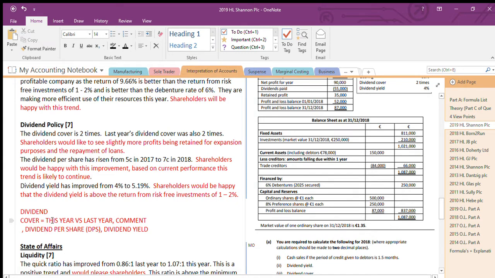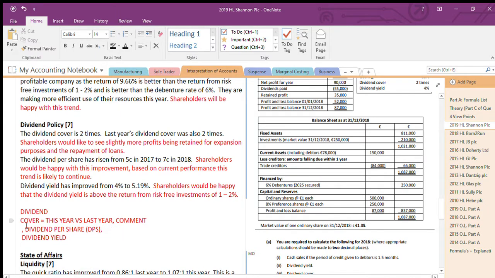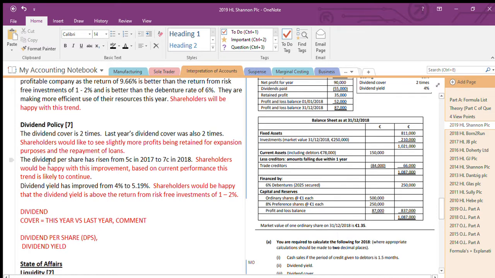What have I done? I've done dividend cover. I've said what it was for this year, said what it was for last year, and I'm going to comment. Shareholders would just like to see slightly more profits being retained. That's my dividend cover. The second one we were asked to get is dividend per share. So dividend per share is the second one.